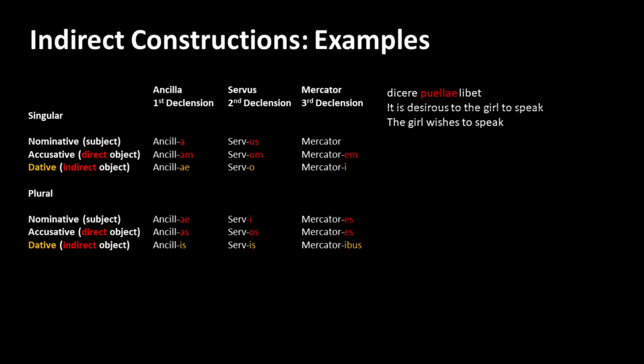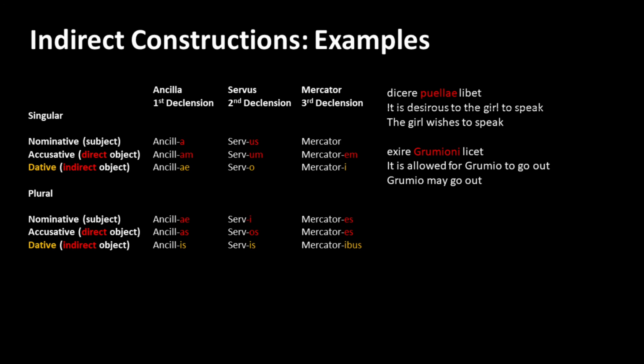And this mouthful utterance in English is reduced in Latin to 3 words. Dicere puellae libet. But however it is in Latin, you need to rewrite that sentence in English into something like, the girl wishes to speak. So you turn girl from an indirect object into the subject of the sentence, and everything else follows from that.